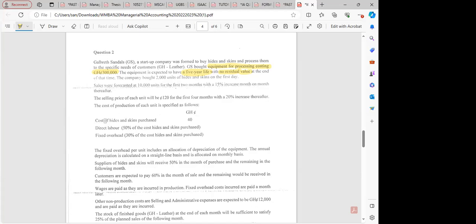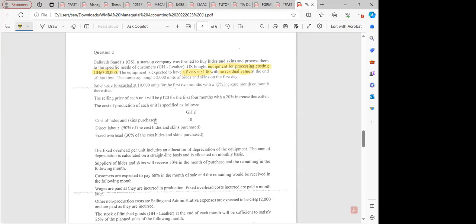specified as follows: cost of hides and skins purchase. The question was not too direct, but they've told you that hides and skins is the unit that they will process into something else, right? Into something else, GH leather. So the hides and skins becomes the direct material in this context. So the direct material cost per unit is 40.